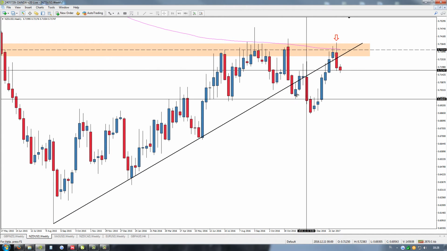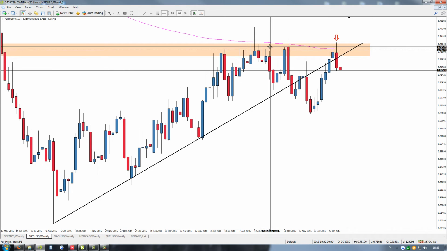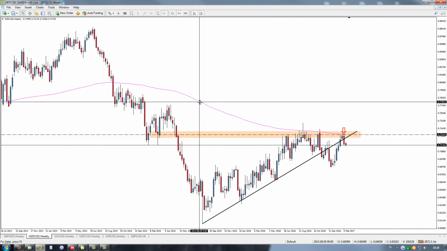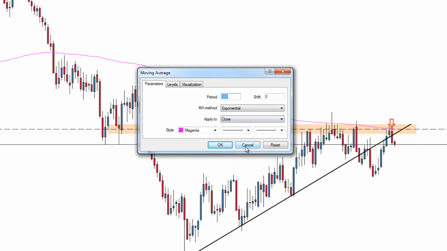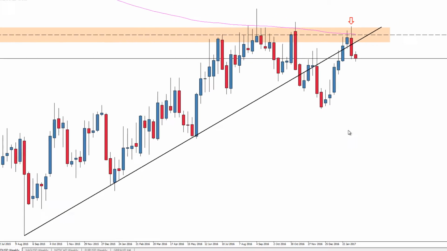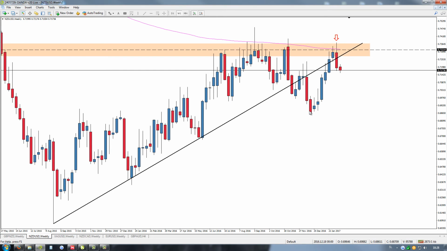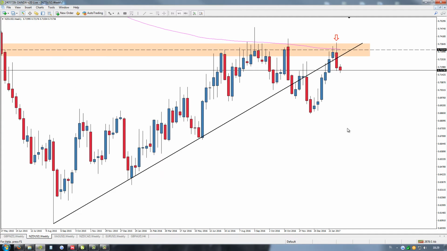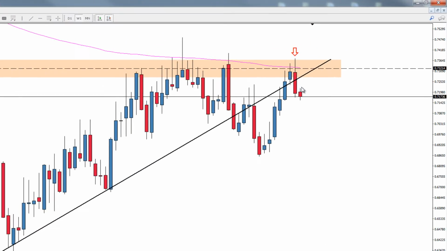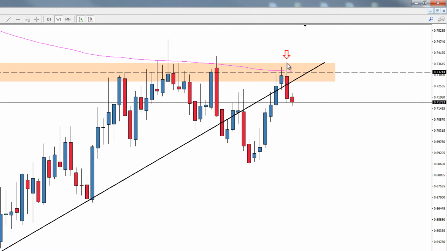So broken trend line, very strong resistance zone, and another factor is EMA 200. It is EMA 200 exponential. Okay, so actually we have one broken trend line with price action. Second, we have a resistance zone. Third, we have EMA 200, which is acting as a dynamic support and resistance, and we've got a pretty good candle formation.